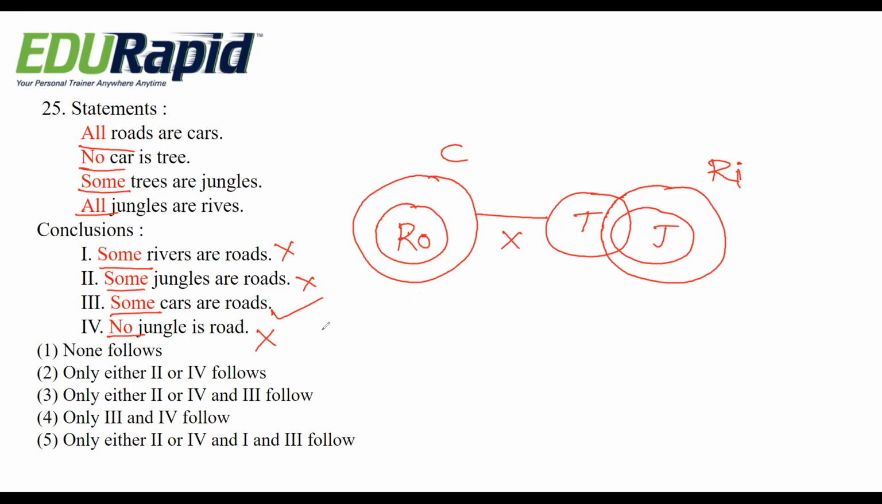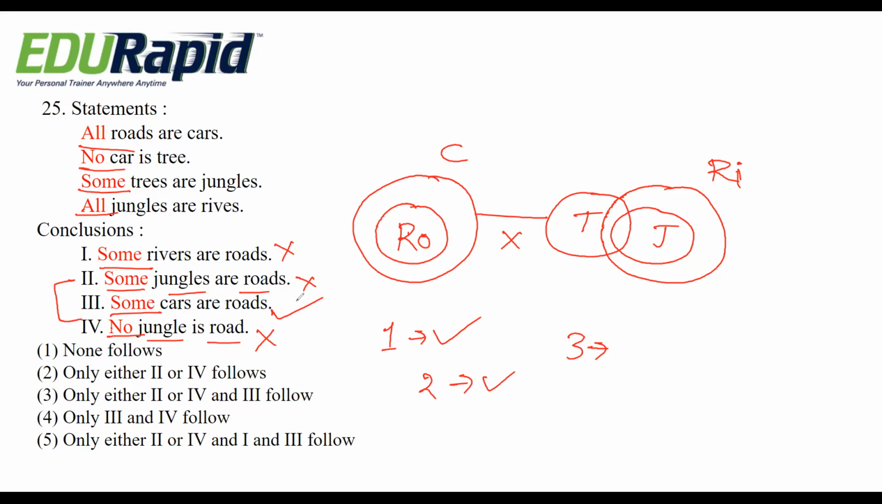Let me check for either-or cases, because in the options many either-or cases are possible. That is option 2 and 4. Let me check conclusions 2 and 4. First condition, both the conclusions should be wrong. Yes, both conclusions are wrong. It follows, that means it satisfies. Second condition, entities should be the same. Jungle, road, and here also jungle and road. Yes, condition 2 also satisfies.